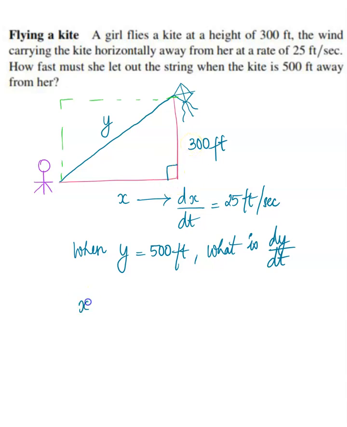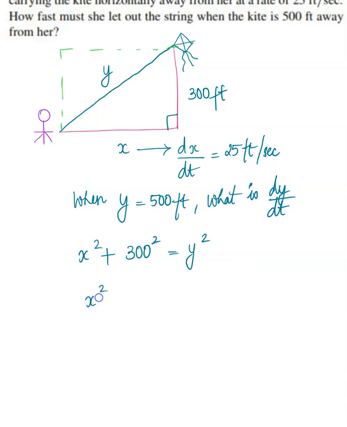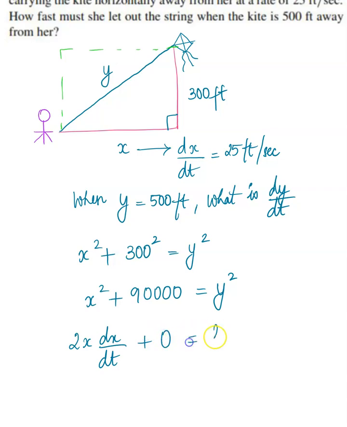Therefore, x squared plus 300 squared, remember, it is the sum of the squares of the sides, is equal to the square of the hypotenuse. The hypotenuse is opposite the 90-degree mark, so y will be the longest side. So x squared plus 300 squared equals y squared. Okay. Now take the derivative. 2x dx over dt plus 0 equals 2y dy over dt.